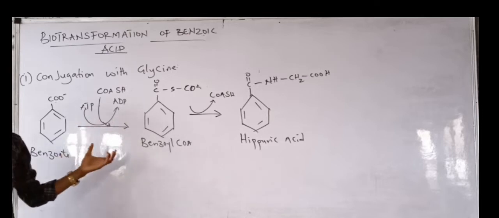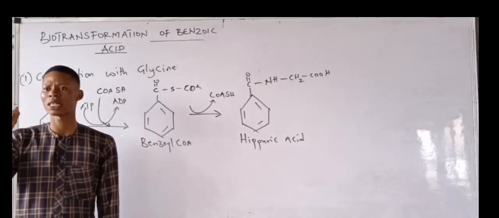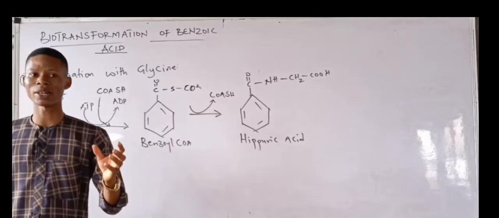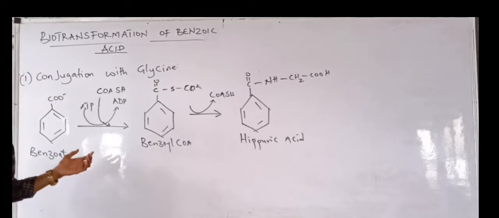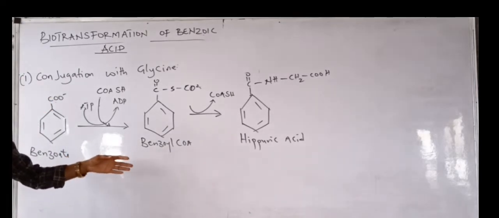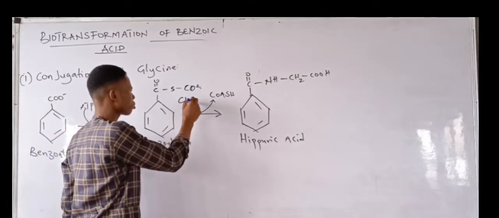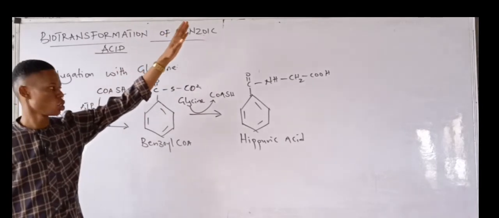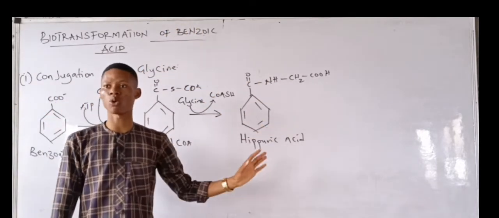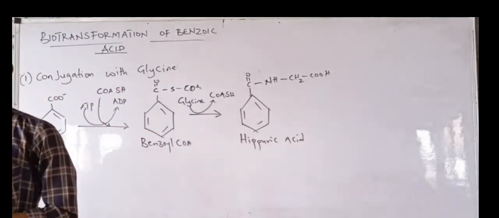So we just conjugate it with glycine and we have this. But don't forget, the only thing we did here was first, the benzoate was activated by CoA to form what? Benzoyl CoA. Now glycine comes in and displaces the CoA to form your hippuric acid, which is more water soluble. That's that. Any questions so far?